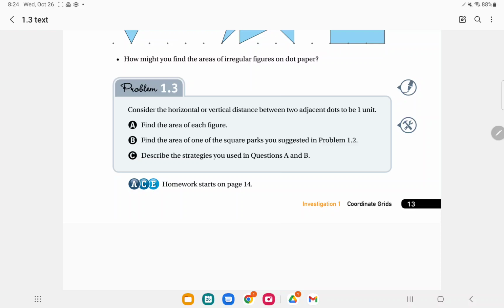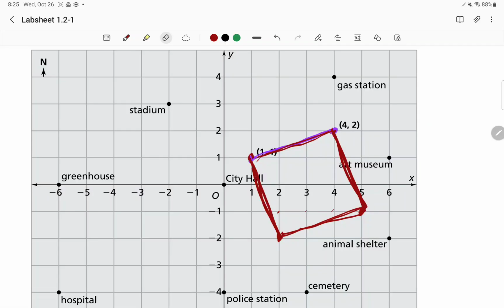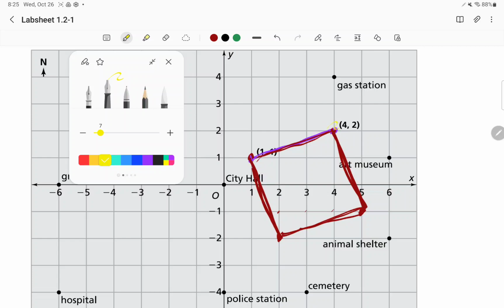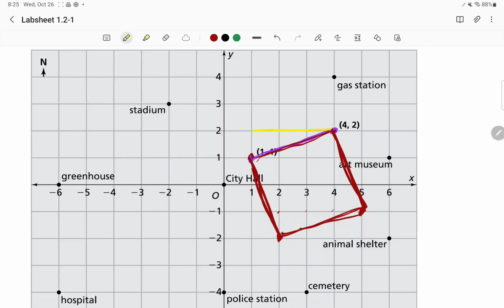So on part B, find the area of one of the square parks you suggested in problem 1.2. Let's take a look at that. So here was one of the square parks that we had talked about. And so one way that we could find the area is if we do this. And we're just enlarging a square around that square, because we don't know these distances. I don't know what the distance from this point to that point is. So I need to figure out another way to find these areas.